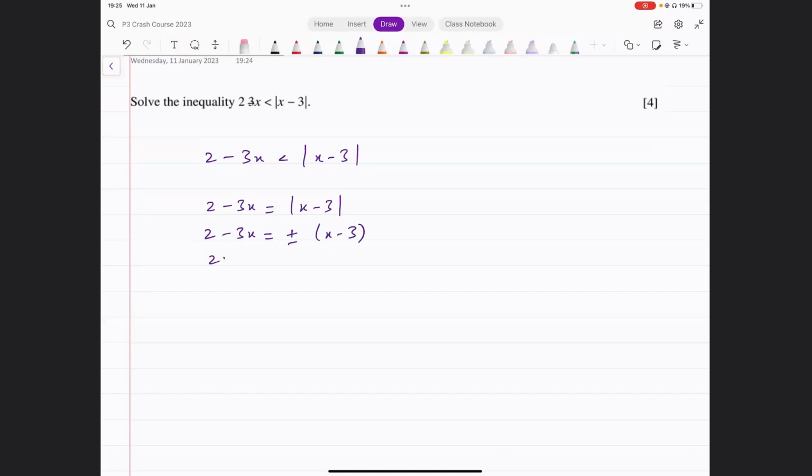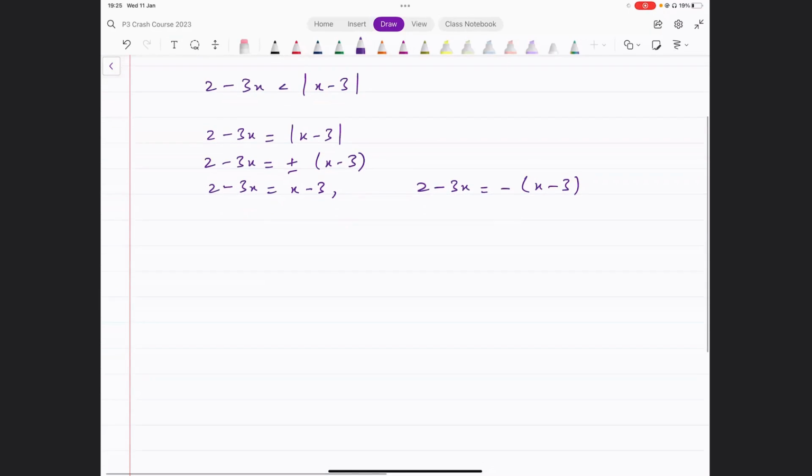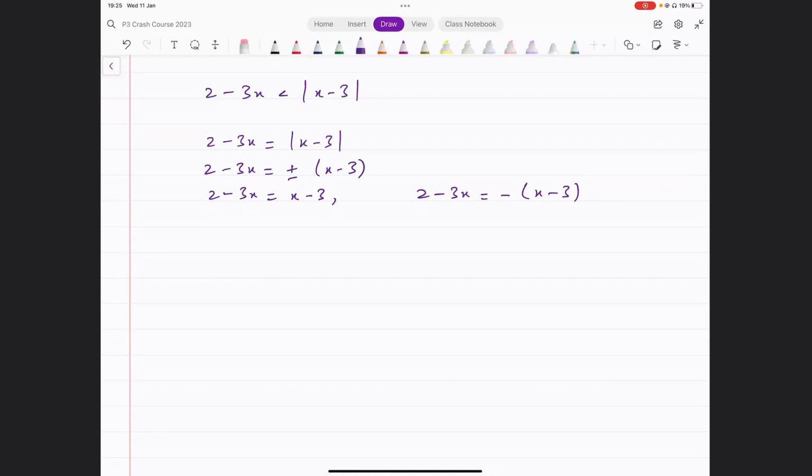This gives us two equations. One is 2 minus 3x equals x minus 3. And the other is 2 minus 3x equals minus into x minus 3. Okay? Let's solve these two equations now. We get minus 4x equals minus 3 minus 2, which is minus 5. And x equals 5 over 4. From the other equation, we're getting 2 minus 3x equals minus x plus 3. We get minus 2x equals 1, and x equals minus 1 over 2. Yeah, I think that's what we're getting. Minus 1 over 2. Okay?